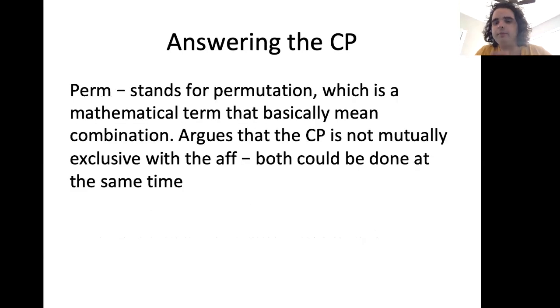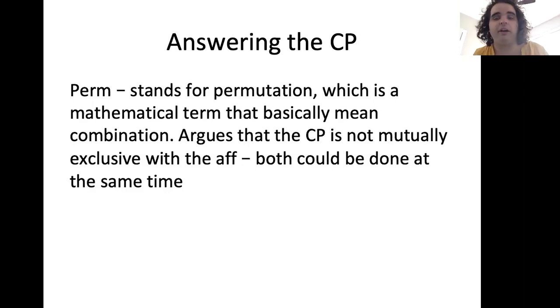So first, you should always make a perm argument, or a permutation, not a perm like curly hair, but a permutation, which is a mathematical term that basically means a combination, right? So you always want to say permutation, do both. We can do the plan and the counterplan at the same time. We can have the federal government fund implicit bias training, and we can have the state governments fund implicit bias training at the same time, right?